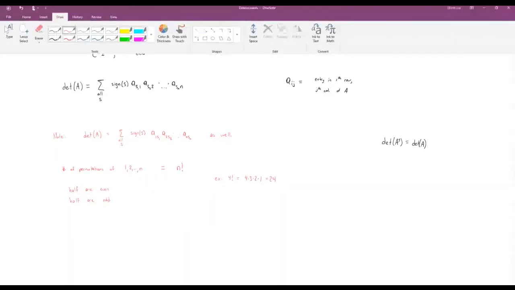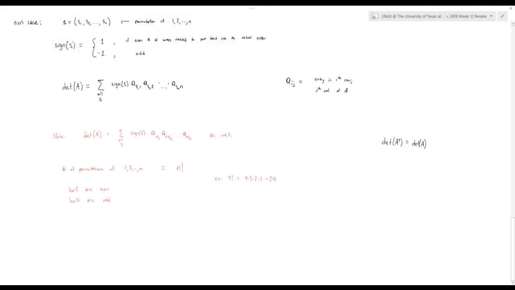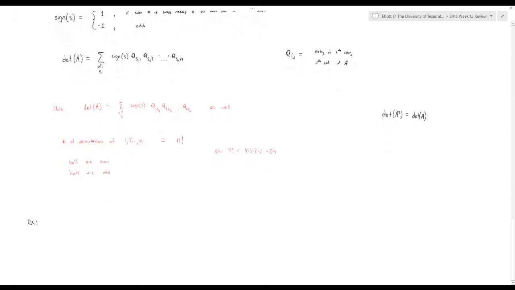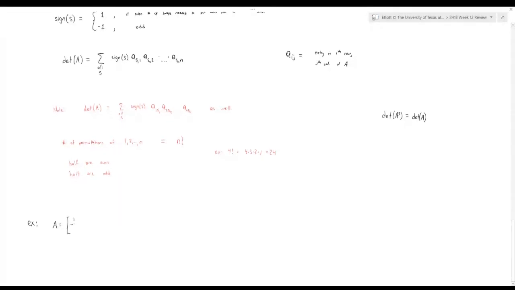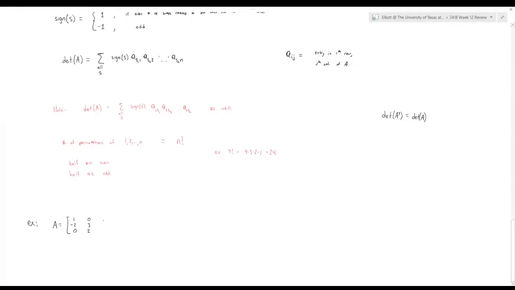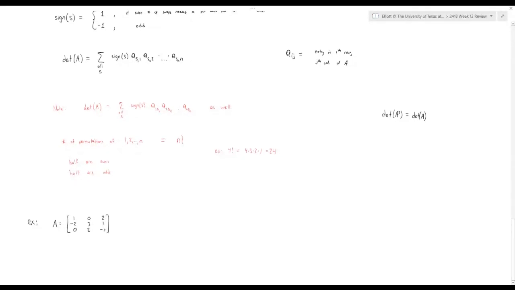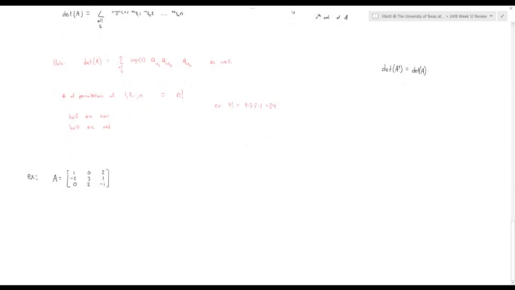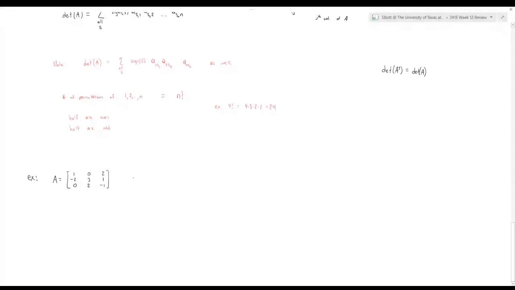Okay. So that was just a couple more comments, and now let's do a 3x3 example. Okay. So let's say we have this matrix A. It's 1, -2, 0, 0, 3, 2, 2, 1, -1. And let's say we want to compute the determinant using the big formula, okay?